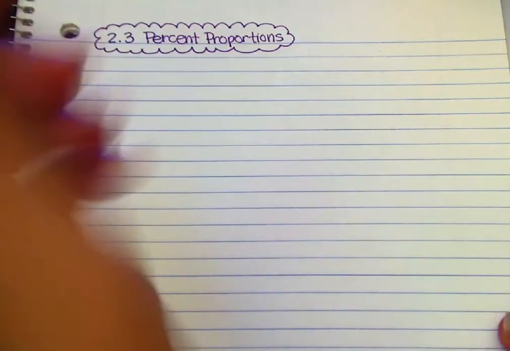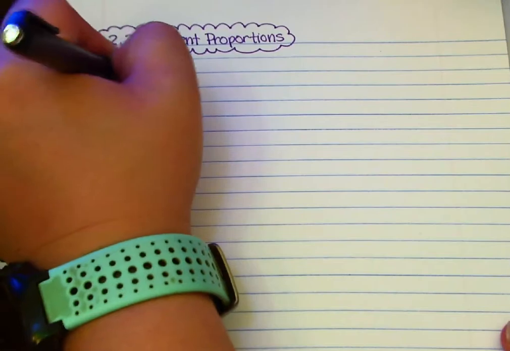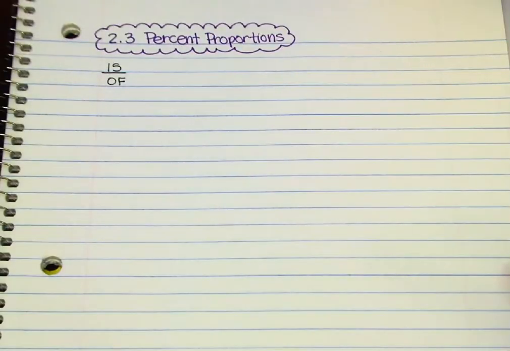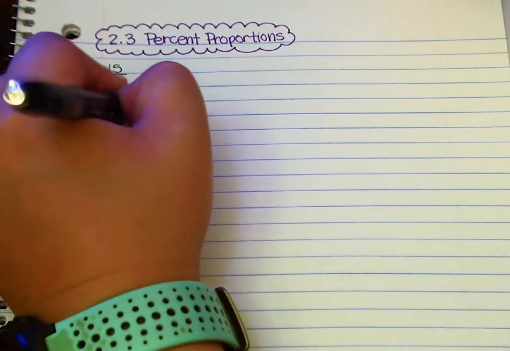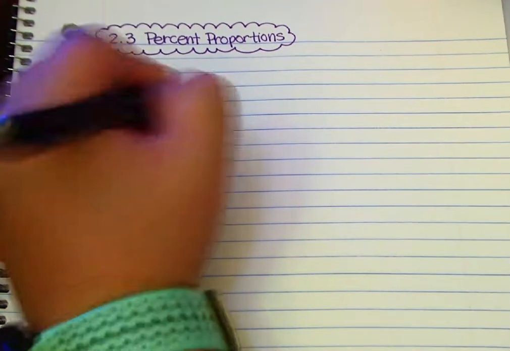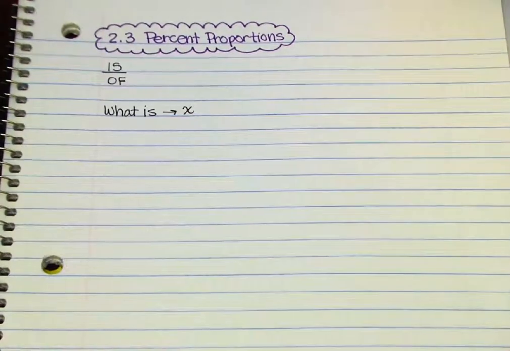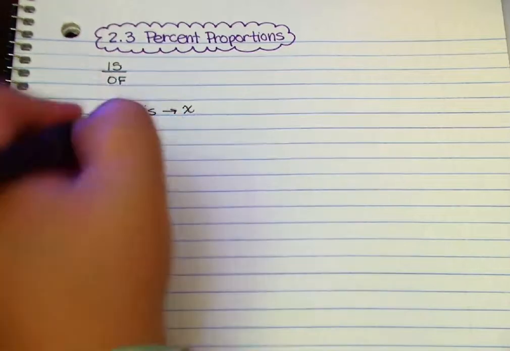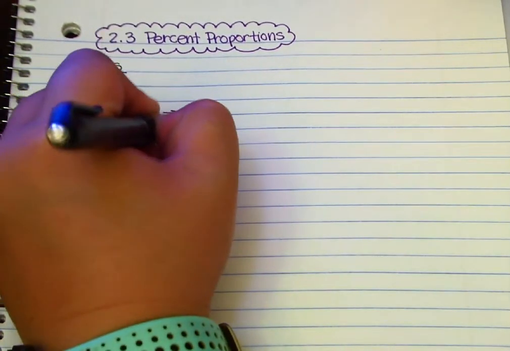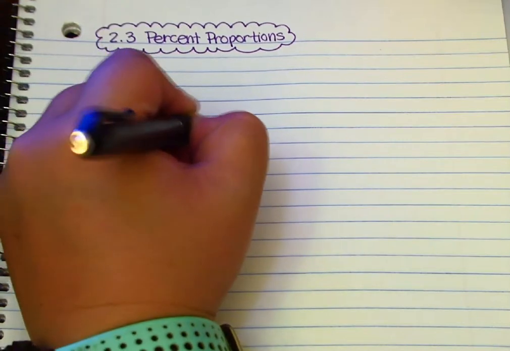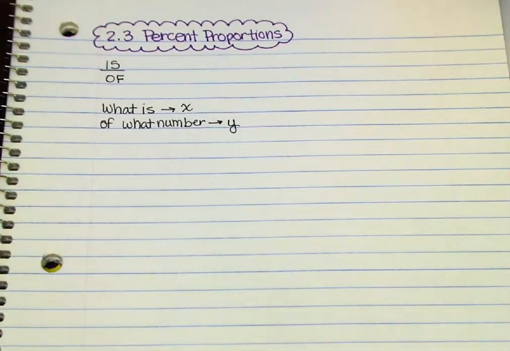So, first of all, I want to talk about the word "is" and the word "of". In a sentence, you might see "what is". What "is" means is that the "is" is our unknown, so I'm going to use X as our variable. Okay? If you see "of what number," that's also the unknown, and I'm just going to use Y. So I'm using whatever variables I want.